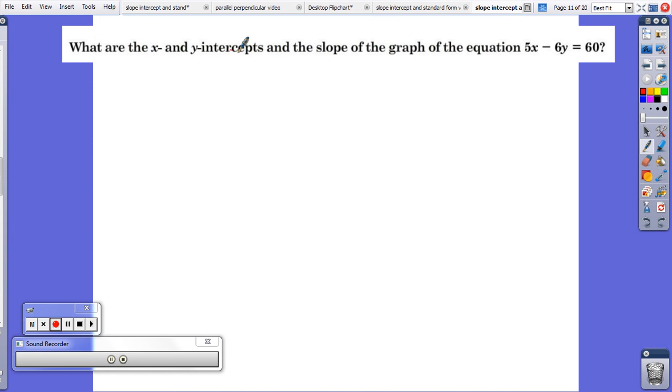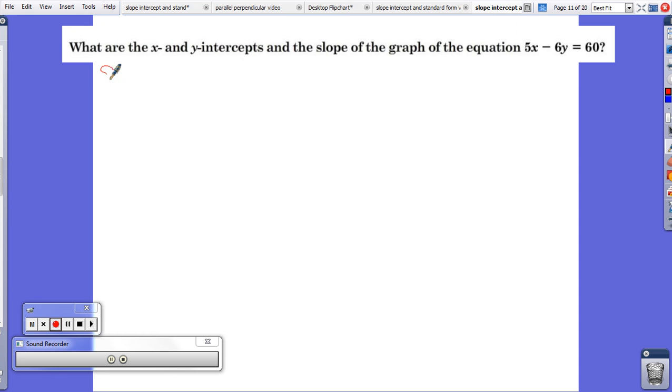Now, what are the x and y intercepts and the slope of this graph? Again, what are we going to do? Okay? We're going to do steps. So the first one, we're going to solve for x first.